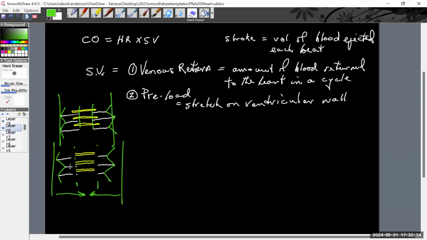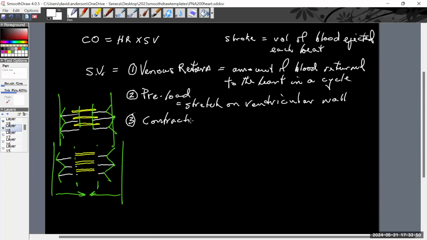And preload is directly related to venous return. So if we returned too much venous blood, we could create too much preload. But that's pretty rare. You'll learn a little bit about that in pathology, but it can happen. Within reason, that's the advantage of a preload. Putting a stretch is going to give us a more forceful contraction. And it's explained if we remember generally what our sarcomere looks like.